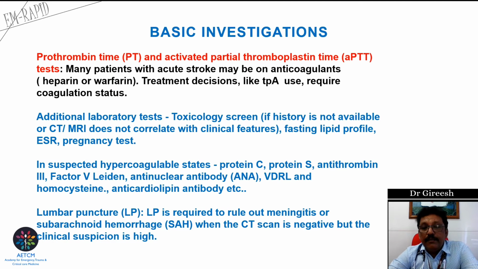Lumbar puncture, previously we used to do. Nowadays we don't routinely do it. But in a patient with suspected meningitis, and vascular involvement, vasculitis due to meningitis, sometimes they present with stroke-like features. In that type of patient, we recommend lumbar puncture. Otherwise, in routine cases of stroke, we don't do lumbar puncture.